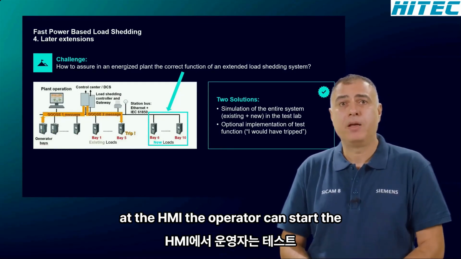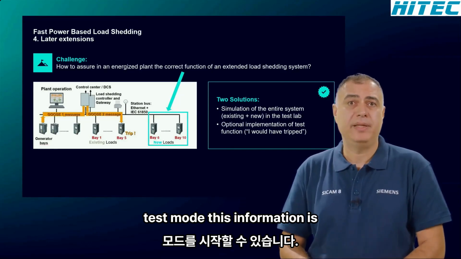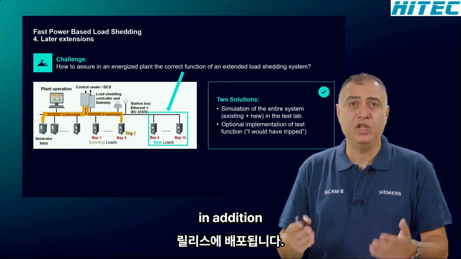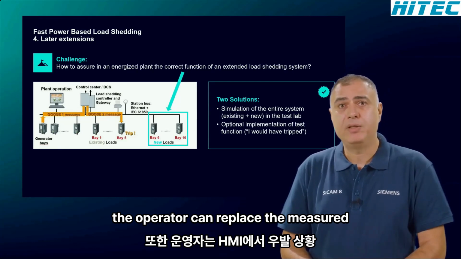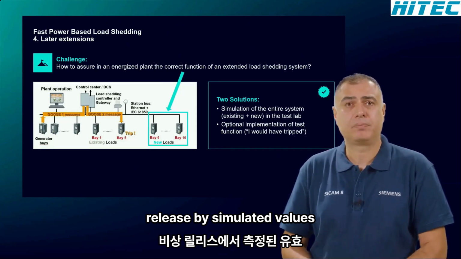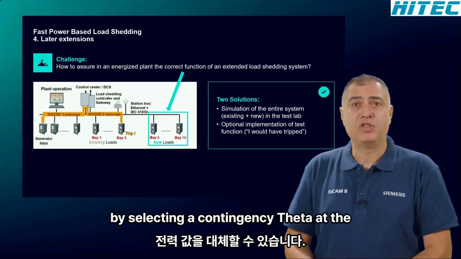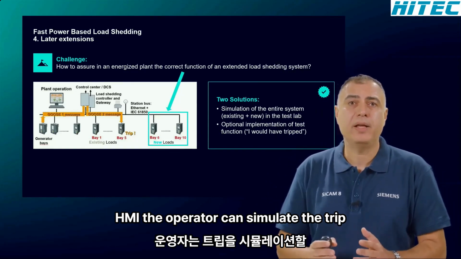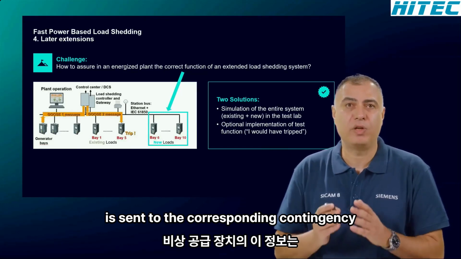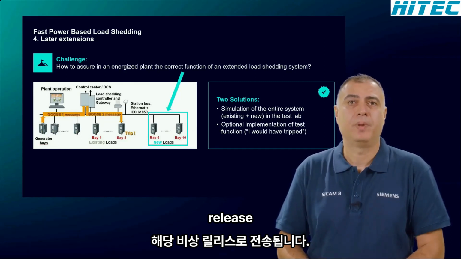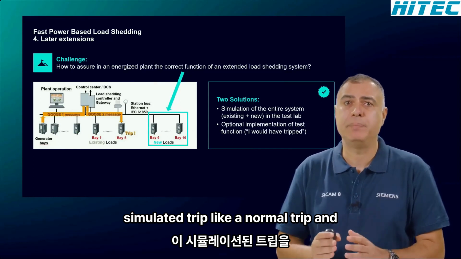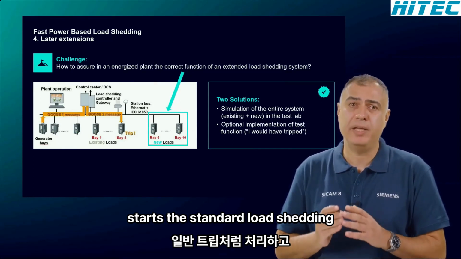At the HMI, the operator can start the test mode. This information is distributed to all load relays. In addition, the operator can replace the measured active power values at the contingency relays with simulated values. By selecting a contingency feeder at the HMI, the operator can simulate the trip of a contingency feeder. This information is sent to the corresponding contingency relays. The contingency relay treats this simulated trip like a normal trip and starts the standard load shedding process.